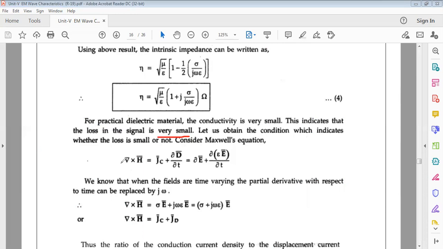From Maxwell's equation, we know del cross H bar is equal to JC plus JD, where JD is dou D bar by dou T, and D bar is epsilon into E bar. I already told you that J omega replaces dou by dou T. So del cross H bar is equal to sigma into E bar plus J omega into epsilon into E bar, that is, sigma plus J omega epsilon into E bar. And del cross H bar is equal to JC bar plus JD bar. We know this one.